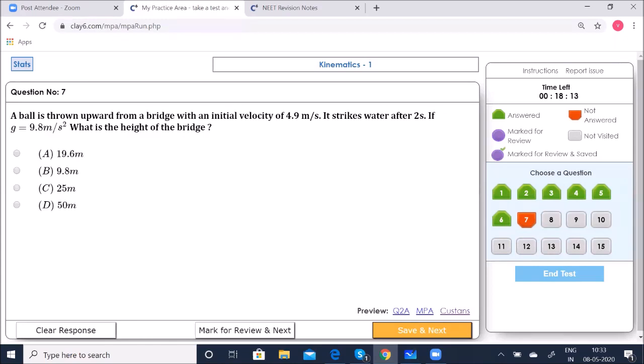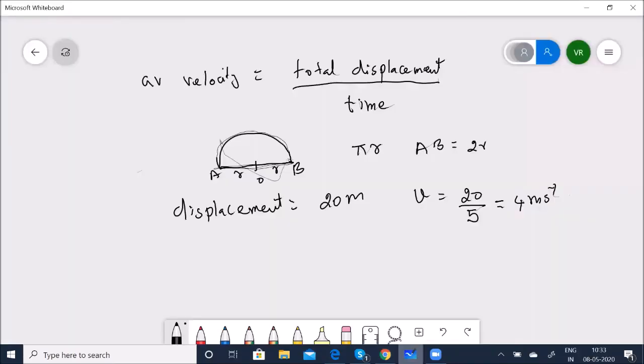Next. A ball is thrown upwards from a bridge with an initial velocity of 4.9 meters per second. It strikes the water after 2 seconds. If g is equal to 9.8 meters per second squared, what is the height of the bridge? Here also, the object is under free fall, and you are asked to find the height.